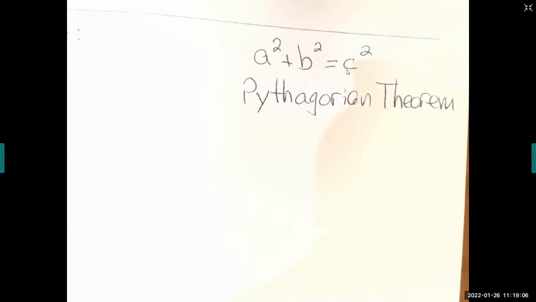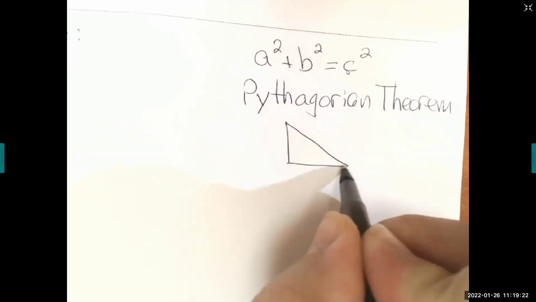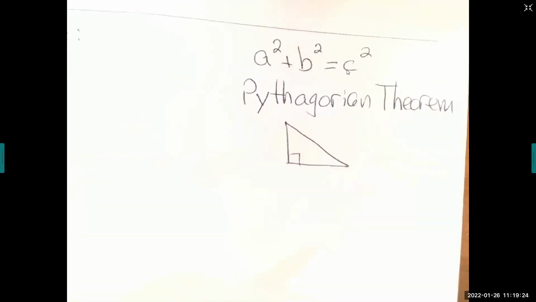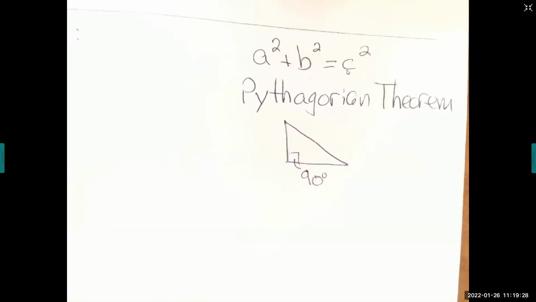Now, I know you all have seen it, you've heard about it. What does it deal with? When do we use the Pythagorean Theorem? Yes, special type of triangle. It has to be a right triangle. You have to have a 90-degree angle right there.